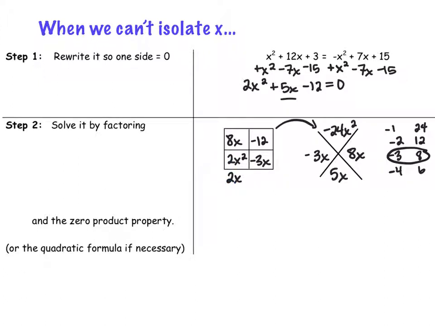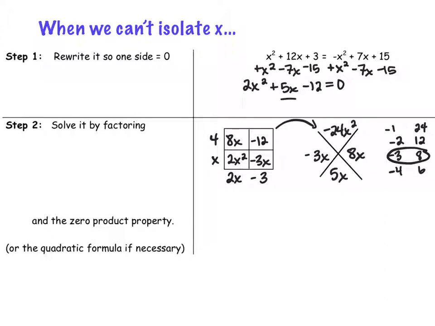2x times x is going to give me 2x squared. The other way, sorry, let me say that again. 2x times 4 is going to give me 8x. If I can't figure that out off the top of my head, 8x divided by 2x is going to give me 4. That's what I was talking about earlier. So I got 4, and then x times negative 3 is going to give me negative 3x. Last thing I want to double check, negative 3 times 4 gives me negative 12, so I'm good to go.